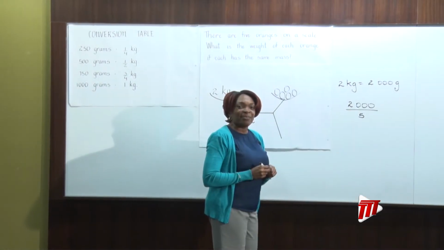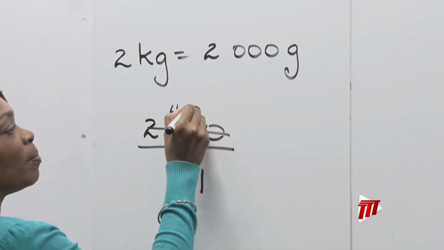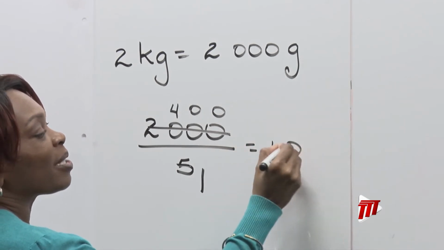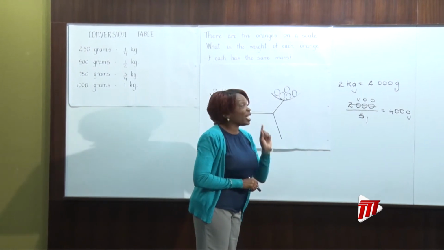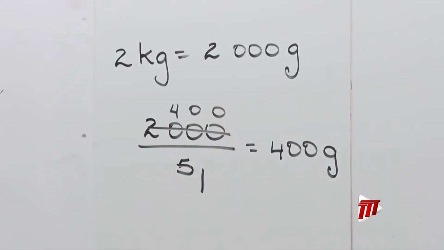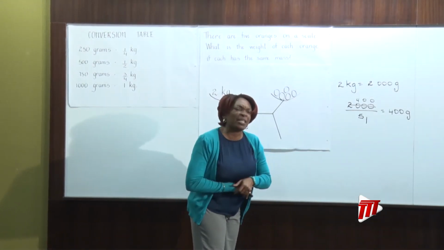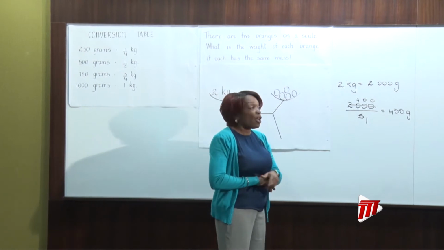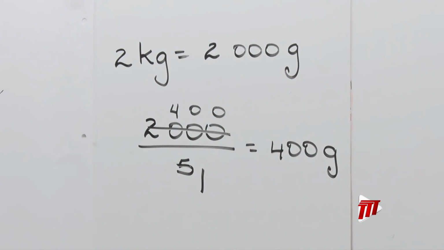Can we do anything here? Let's go. 5 into 5, 1. 5 into 24. So in fact, the mass of 1 orange is 400 grams. Do you know you can check back to make sure that you are correct? What if I multiply the 400 grams by 5? Will I get back the 2,000 grams? Yes. 400 grams multiplied by 5 will give me my 2,000 grams, which was equal to 2 kilograms. You are correct. Well done.